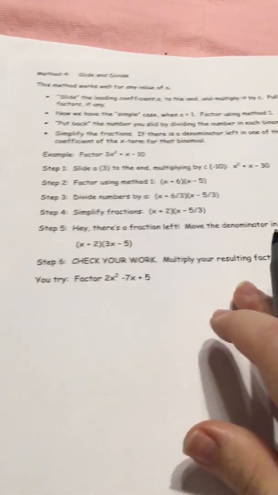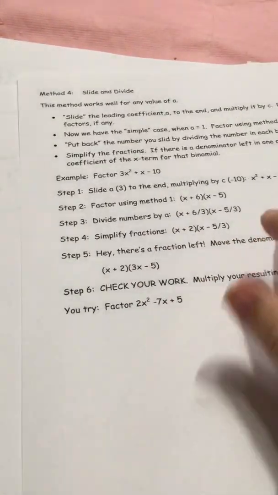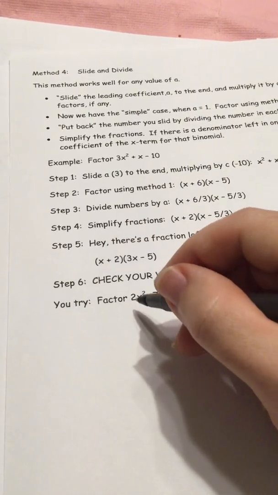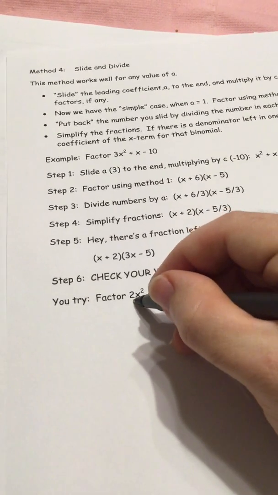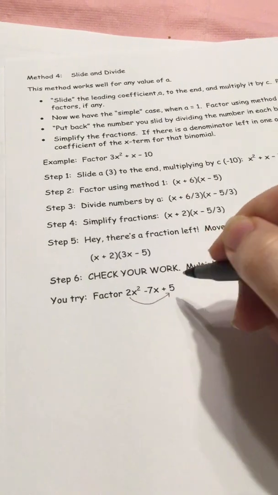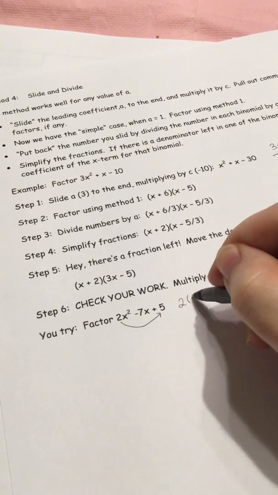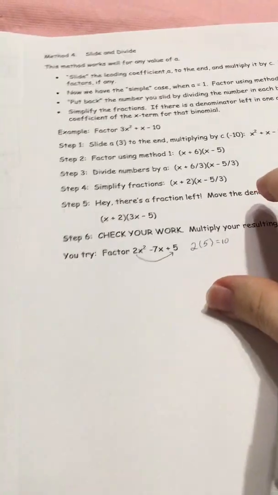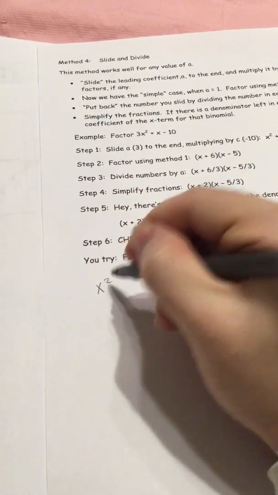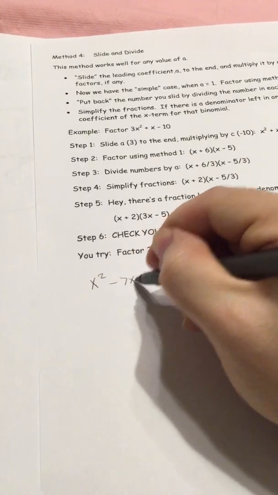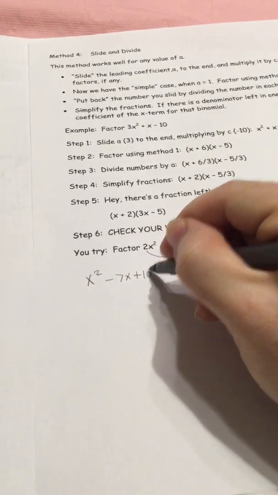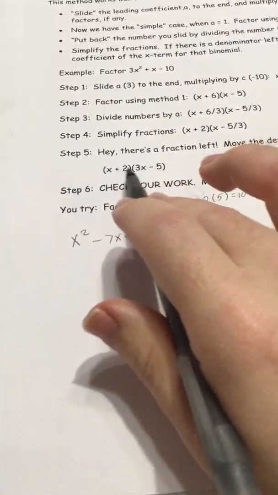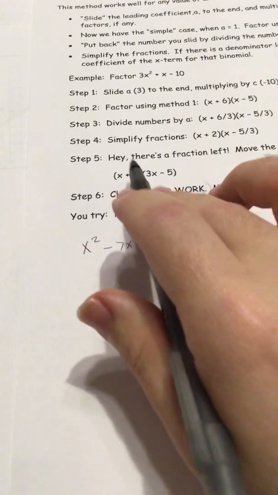So, with this example here, let's show an example of the slide and divide. So we have 2. They're going to be sliding the 2 to the end and multiplying. 2 times 5 is 10. So we're going to change this up to be x squared minus 7x plus 10. The back is positive, which means that both of our bubbles are going to be the same sign, and our middle is negative, meaning both our bubbles are going to be negative.